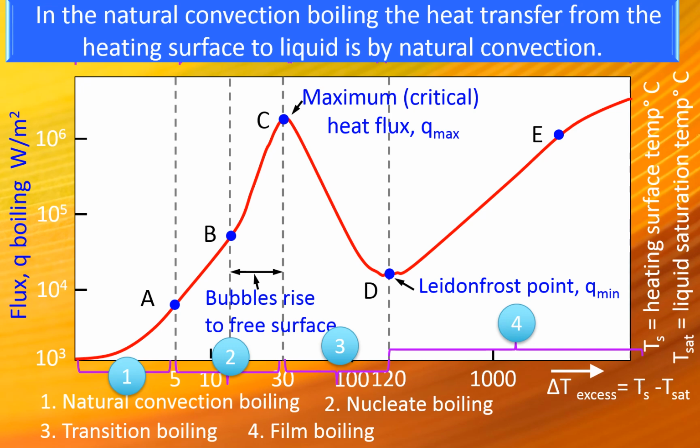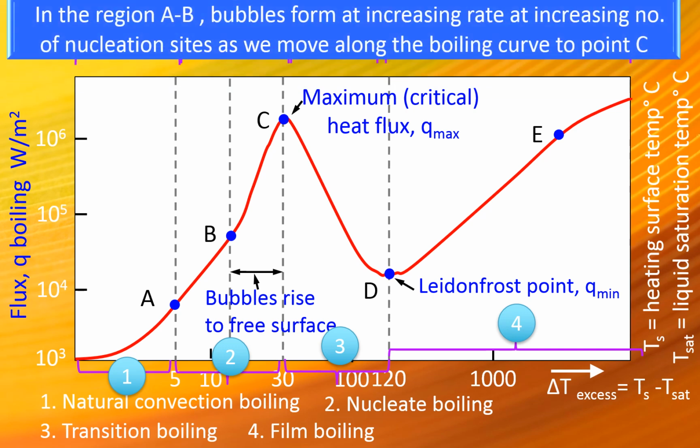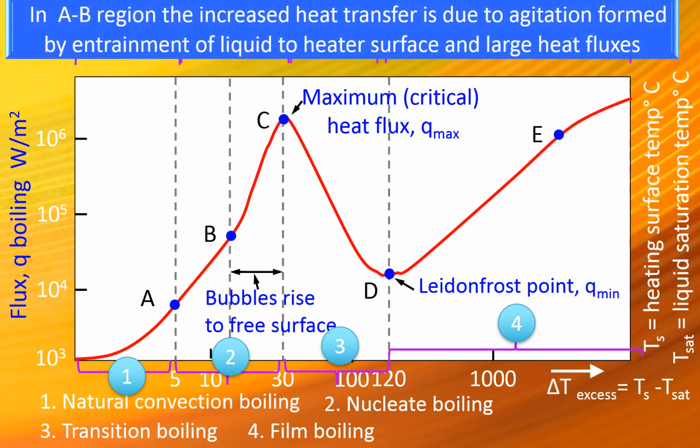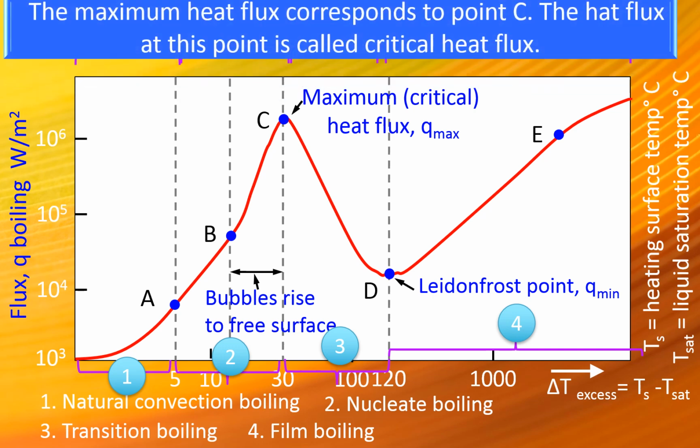In the region A to B, bubbles form at an increasing rate, at increasing number of nucleation sites as we move along the boiling curve to point C. In the AB region, isolated bubbles. In the B to C, numerous continuous columns of vapor. In the AB region, the increased heat transfer is due to agitation formed by the entrainment of liquid to the heating surface, as also large heat fluxes. The maximum heat flux corresponds to the point C.